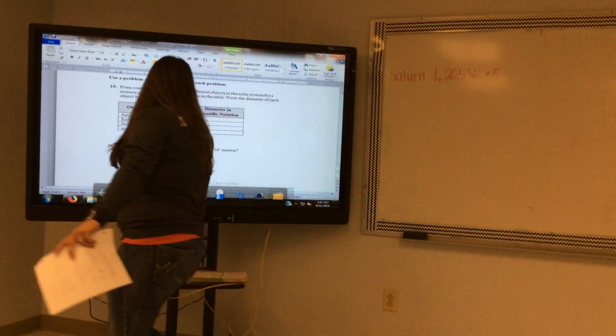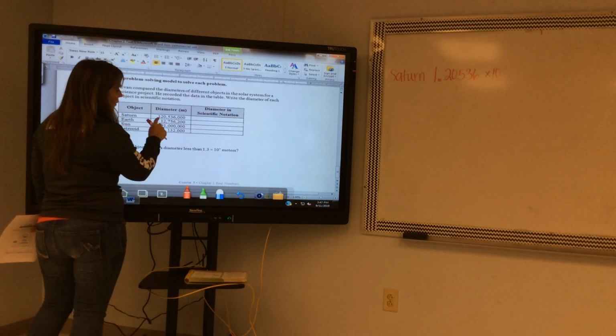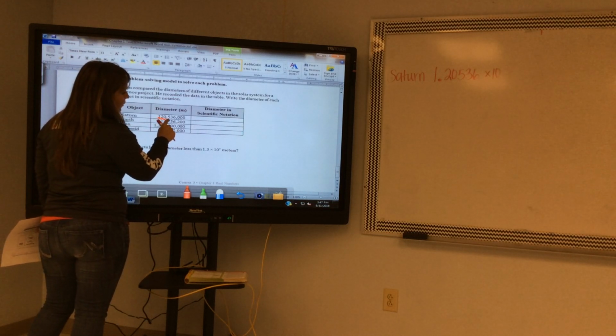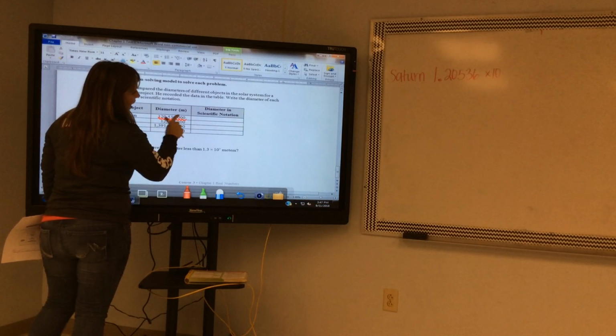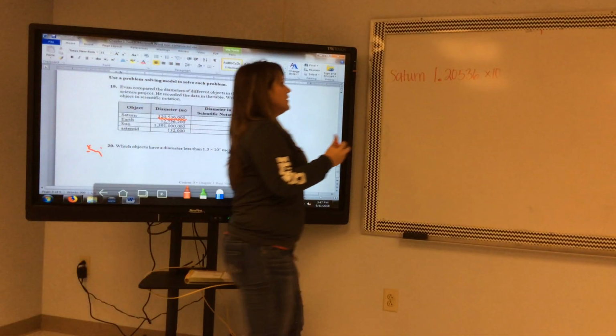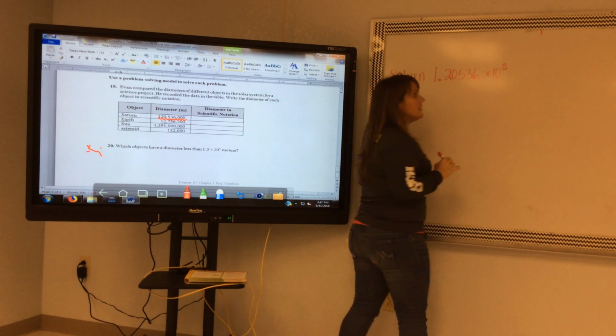And if I just came in and put that decimal right here, I need to move it back to where it belongs. I need to move it 1, 2, 3, 4, 5, 6, 7, 8 times. So that's 1.20536 times 10 to the 8th power.